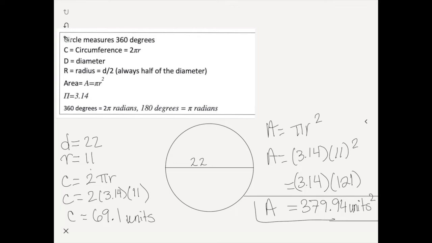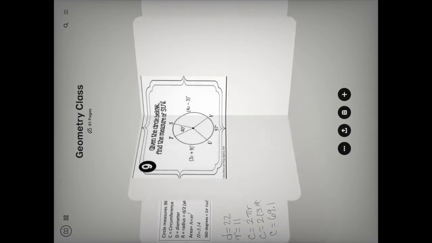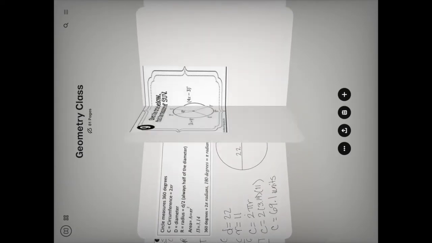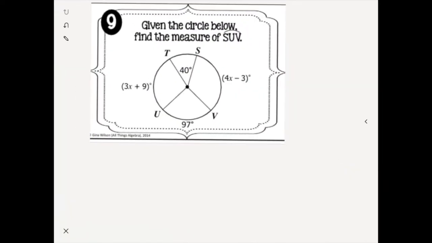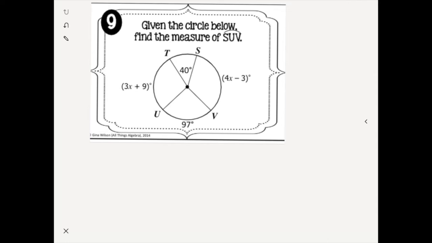Okay, so now that we've covered the basics, let's try and solve a few problems. So right here we have a circle and it says, given the circle below, find the measure of arc SUV. So what we're going to do is we are actually going to set this equal to 360 degrees because the circumference of a circle measures 360 degrees.